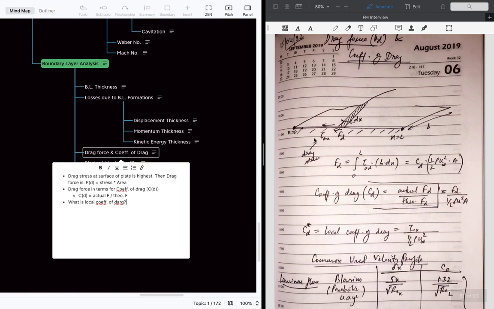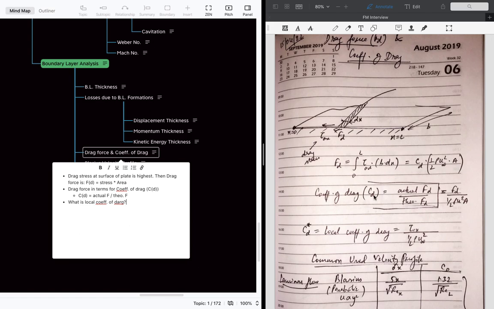So what happens is that if you take a plate like this, there's friction here. At this point, the shear stress is high, that means the drag force will also be high at this point. So what is the drag force? Drag force is nothing but the shear stress times the area, that is width times the thickness dx. This can also be expressed as CD times half rho u square times A, evaluated from the formulas.